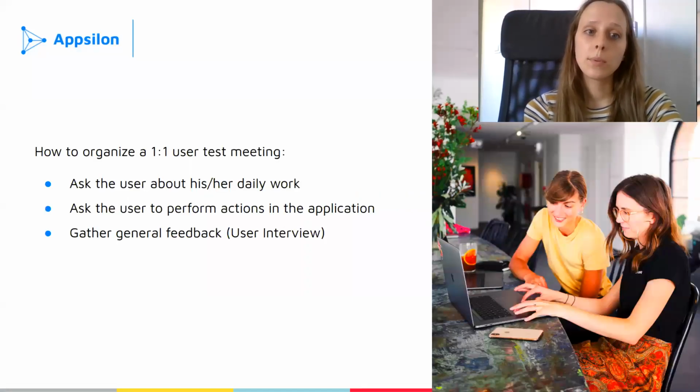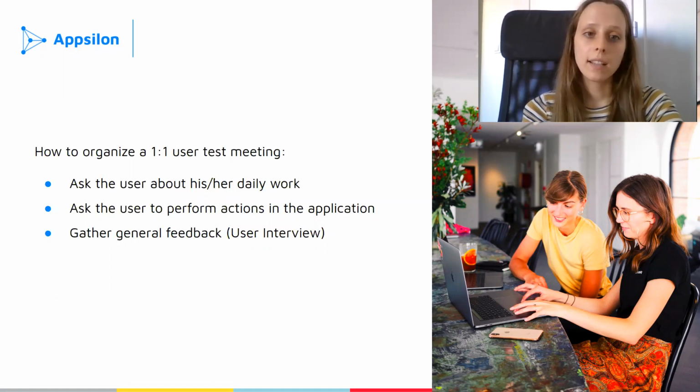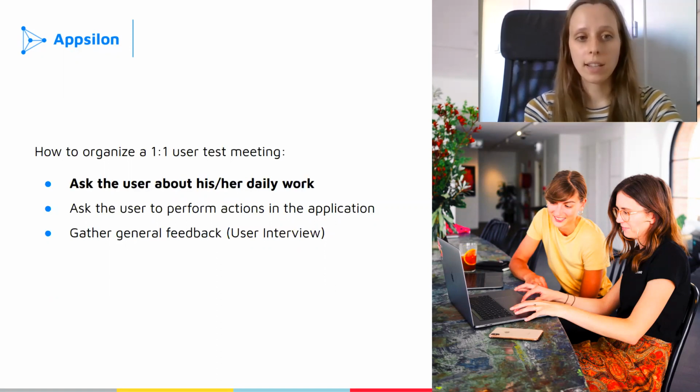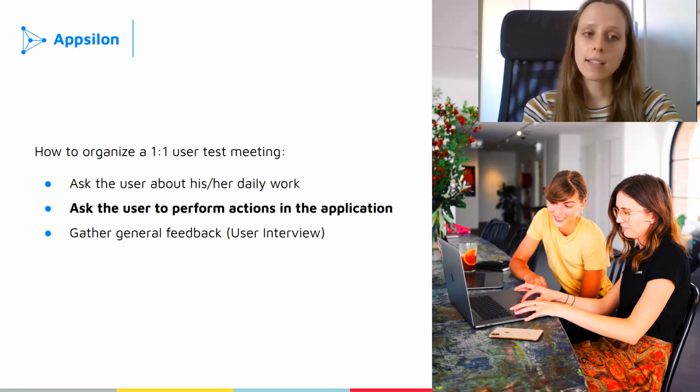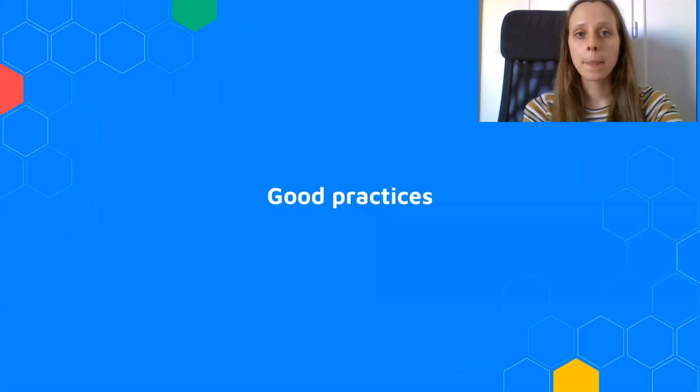And when I'm talking about user tests, I'm talking about one-on-one meetings that I have with the users when we already have something that we would like to share. It doesn't need to be a final solution. It can be, for example, a POC. And this meeting usually consists of 3 parts. First, I'm asking the user about his or her daily work. Then I'm asking the user to perform actions in the application and I'm observing it. And then I'm gathering general feedback from the users.